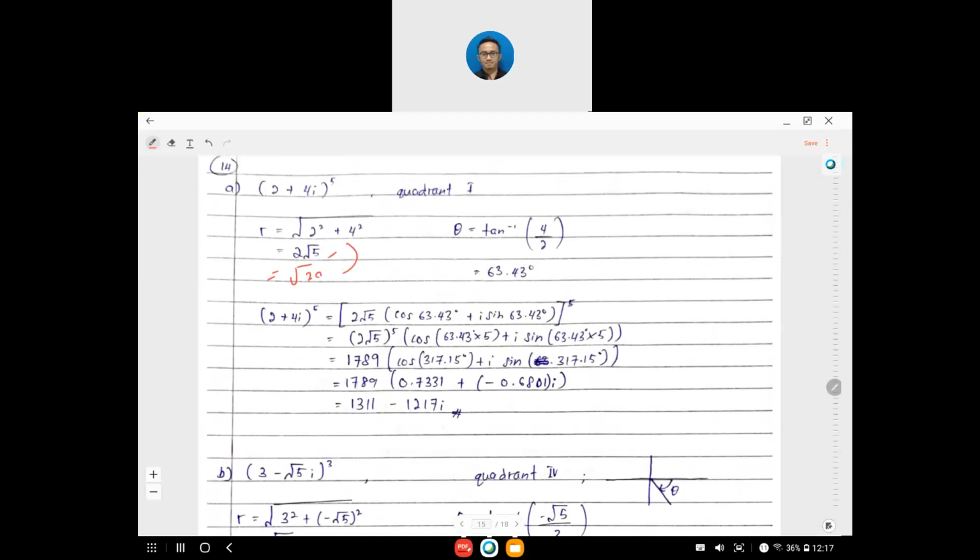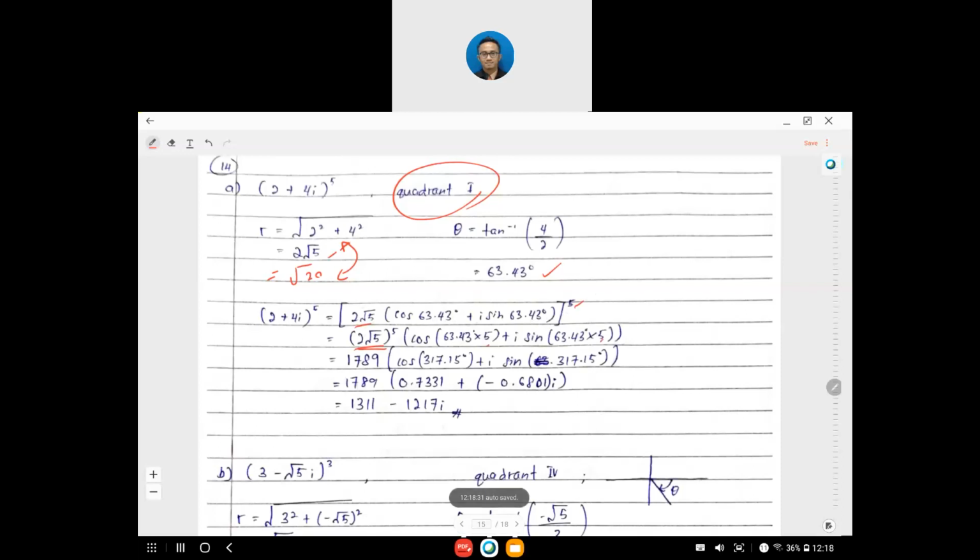And then tangent theta equals, 63.43, placed at the fourth quadrant. What do you want to find? (2 plus 4i) to the power of 5. So 2 root 5 (cos 63.43 plus i sin 63.43) to the power of 5. We know your r is just to the power of 5, and then your angle you have to multiply by 5.